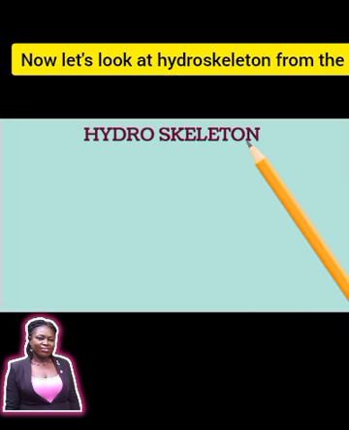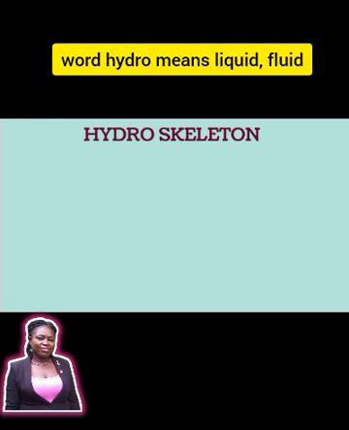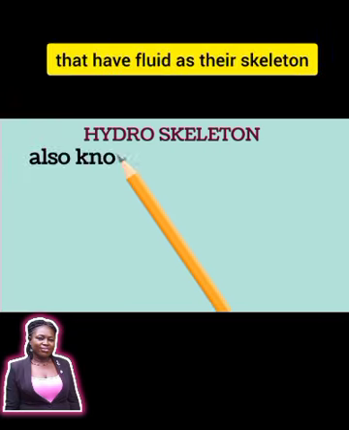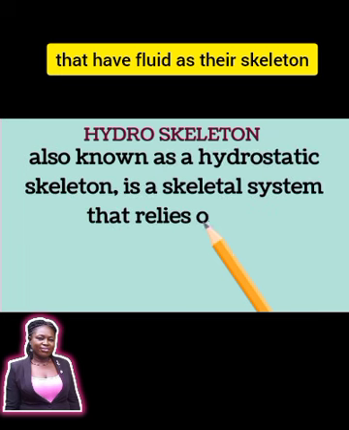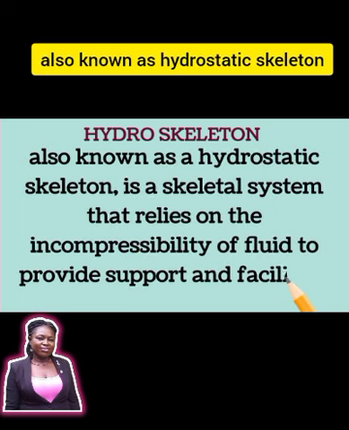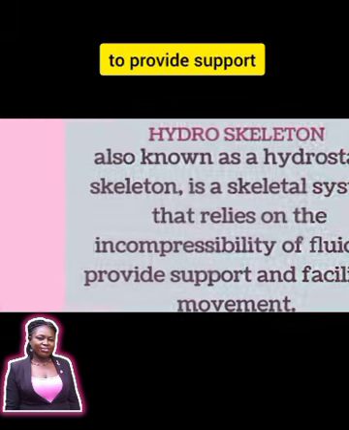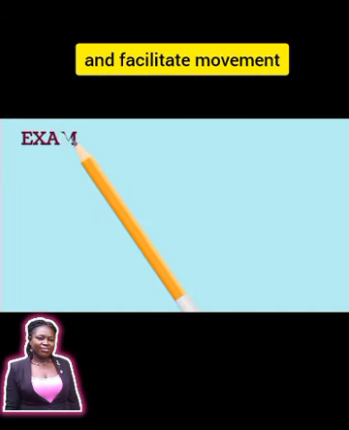Now, let's look at hydroskeleton. From the word hydro, means liquid, fluid. These are animals that have fluid as their skeleton, also known as hydrostatic skeleton. They rely on the incompressibility of fluids to provide support and facilitate movement.